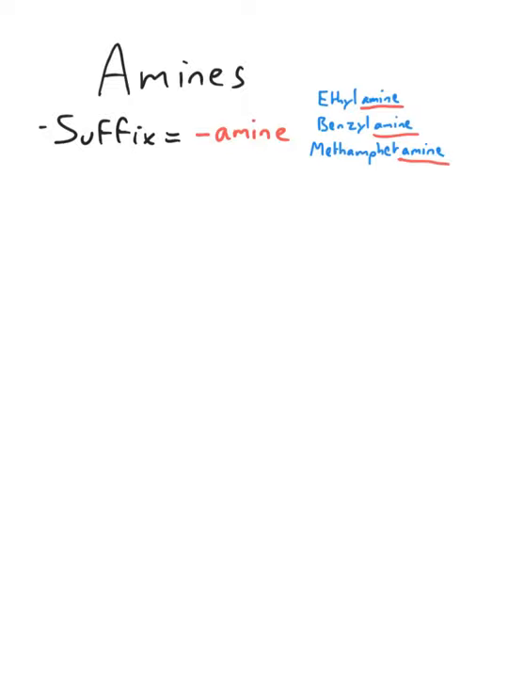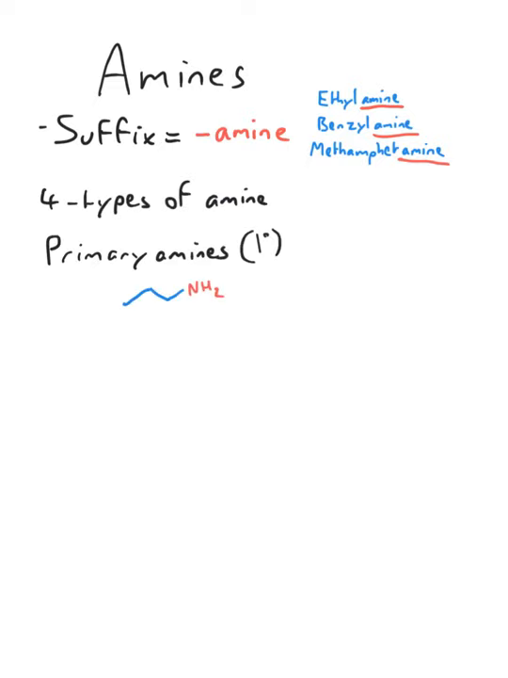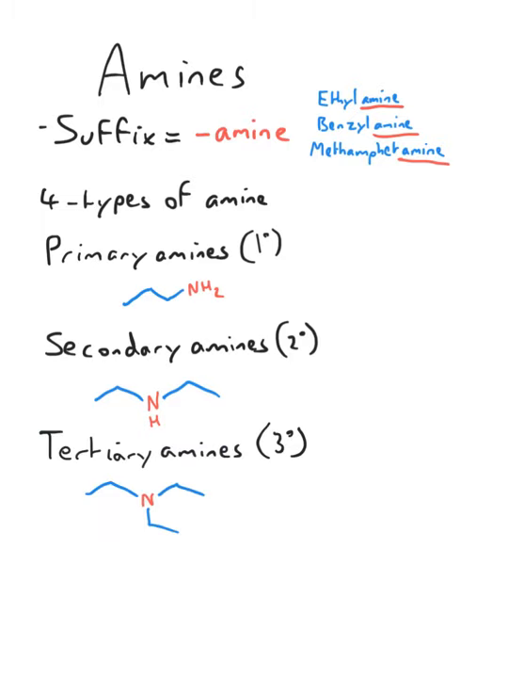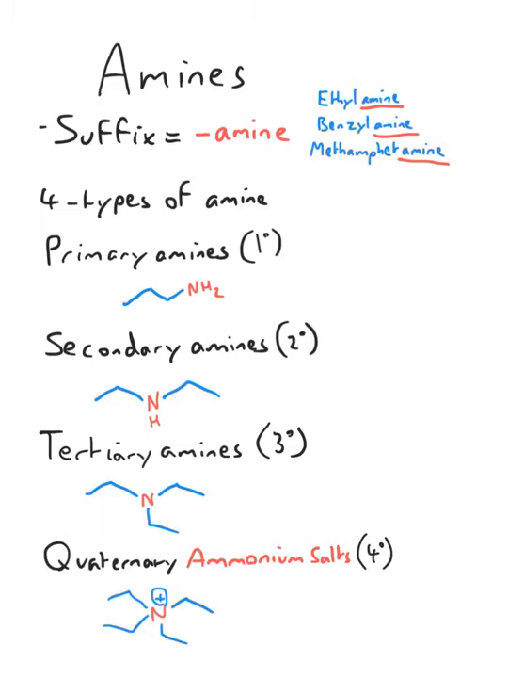This video is on naming amines. The suffix for amines is amine, so they are very easy to identify. There are 4 different types of amine. There are primary amines, secondary amines, tertiary amines, and quaternary ammonium salts.